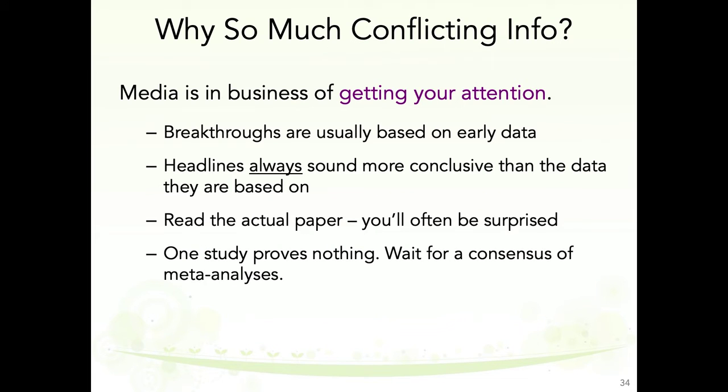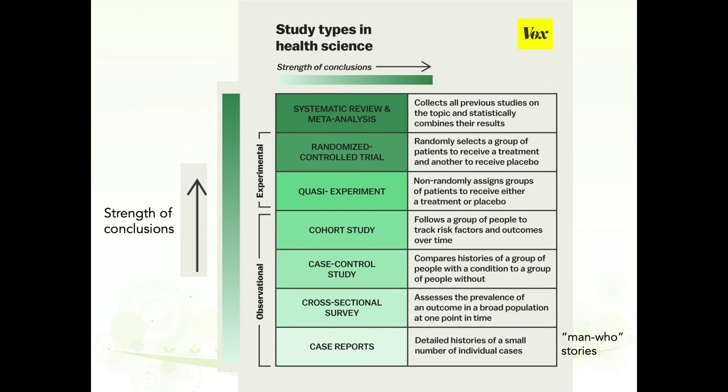So, in health specifically, in thinking about health outcomes and health behaviors, why so much conflicting info? Always remember that media is in the business of getting your attention. Breakthroughs are often based on exploratory data. Maybe it hasn't even been peer-reviewed yet. Headlines almost always sound more conclusive than their underlying authors would want to write, because the headlines are written by editors. And single studies aren't that conclusive. It's kind of unfortunate to think, but we don't have a good handle on an area until we have a consensus of evidence across many studies.